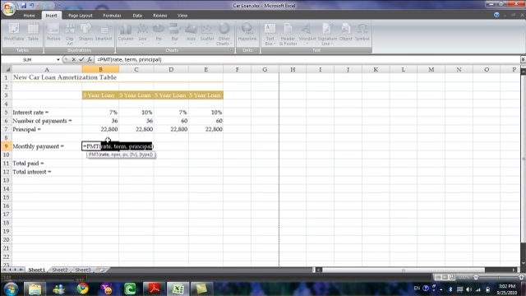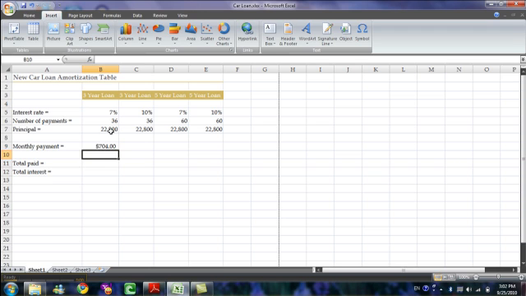I'm going to be using cell references as well. So remember, first we have to use the rate, so interest rate divided by 12. Then the number of payments made, 36, and the principal, which is negative B7, and press enter.